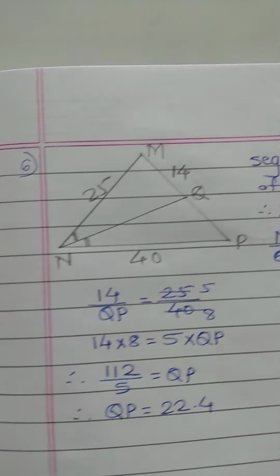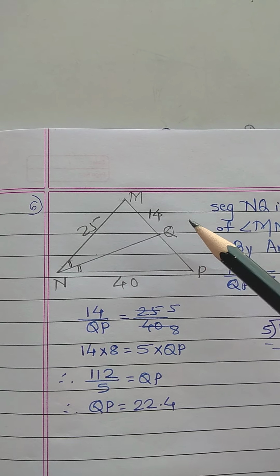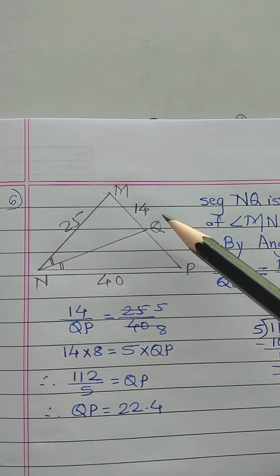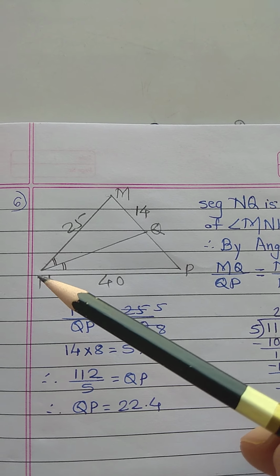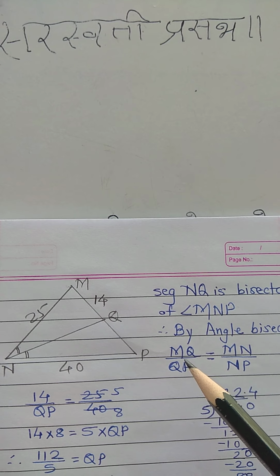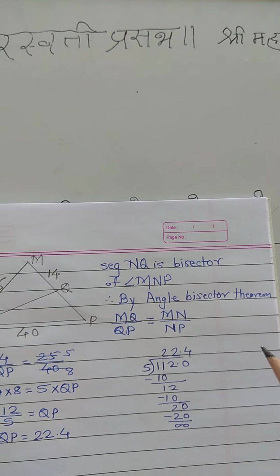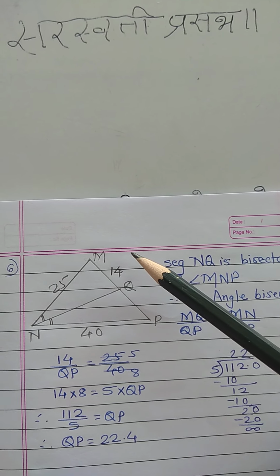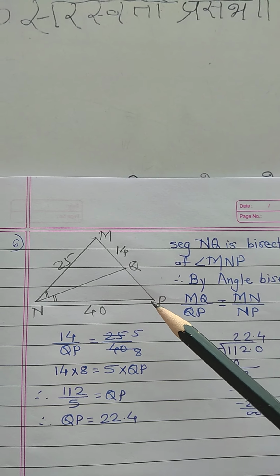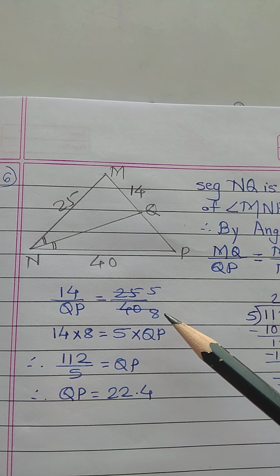Now question number 6. Angle bisector is given. Then directly we can write by the angle bisector theorem MQ upon QP is equal to NM upon NP. See here, MQ upon QP is equal to MN upon NP. Substituting the values, 14 upon QP is equal to 25 upon 40. Here 5 5s are 25, 5 8s are 40.